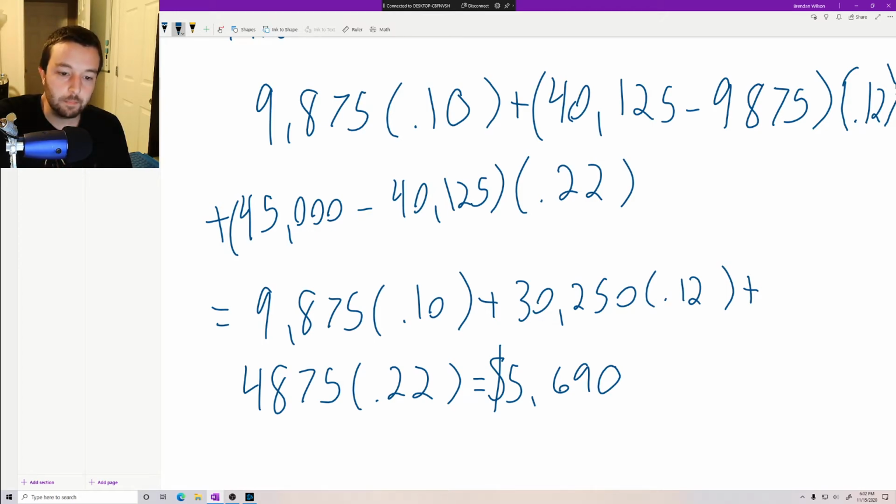So overall, on all of our money, with the 45,000, we end up paying 12.6% in federal income taxes. And if you wanted to know how much of each check would come out for federal income taxes, if you get paid, say, biweekly, there's 52 weeks in a year, so you divide by 26 total paychecks. So 5,690 divided by 26 would get you to $218.85 for federal income taxes.